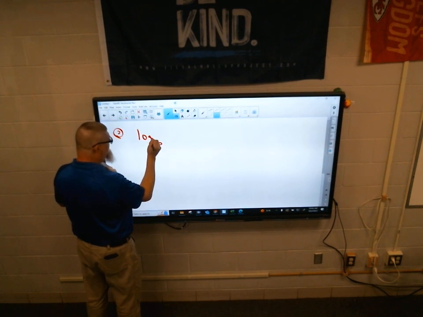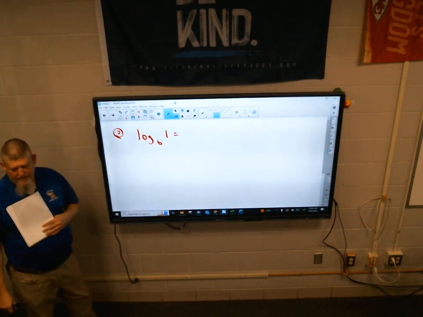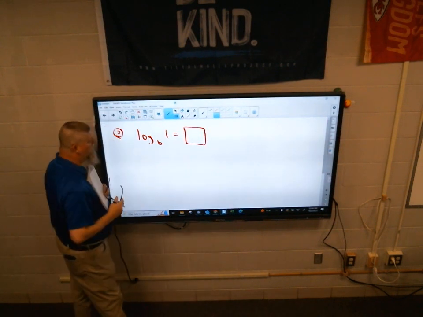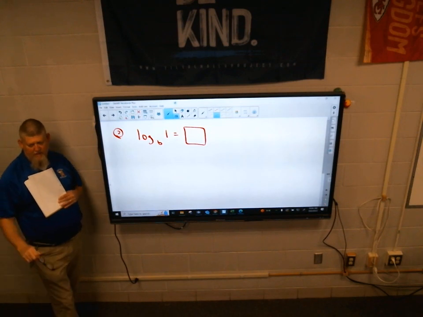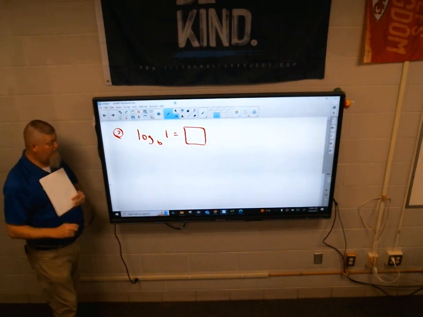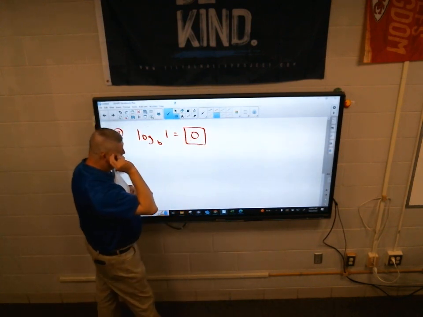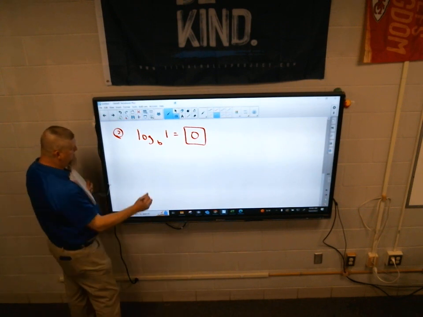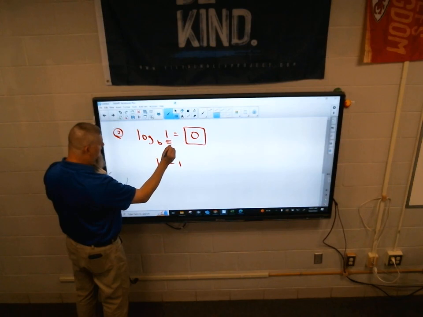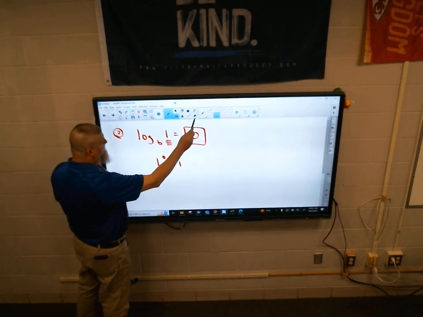Log to the base b, and this time the argument is 1. Okay? What's it gonna be equal to? Swoop it and figure it out. 0. Okay? This is called the 0 property, or the 0 rule. Because b to the 0 power equals 1. Whenever the argument is 1, the answer is just going to be 0.